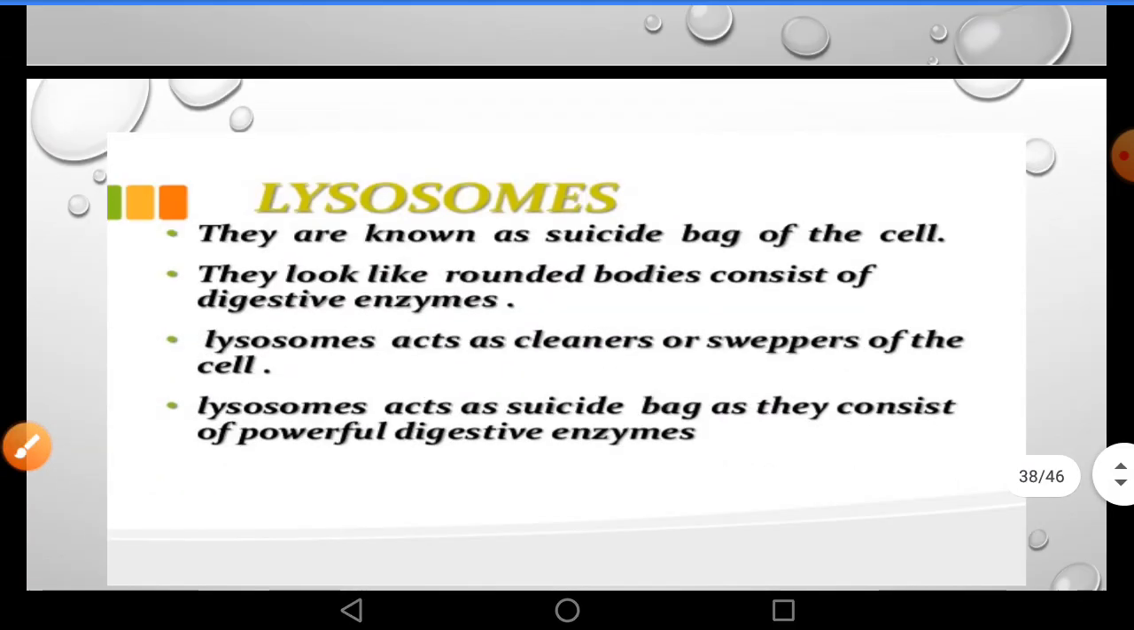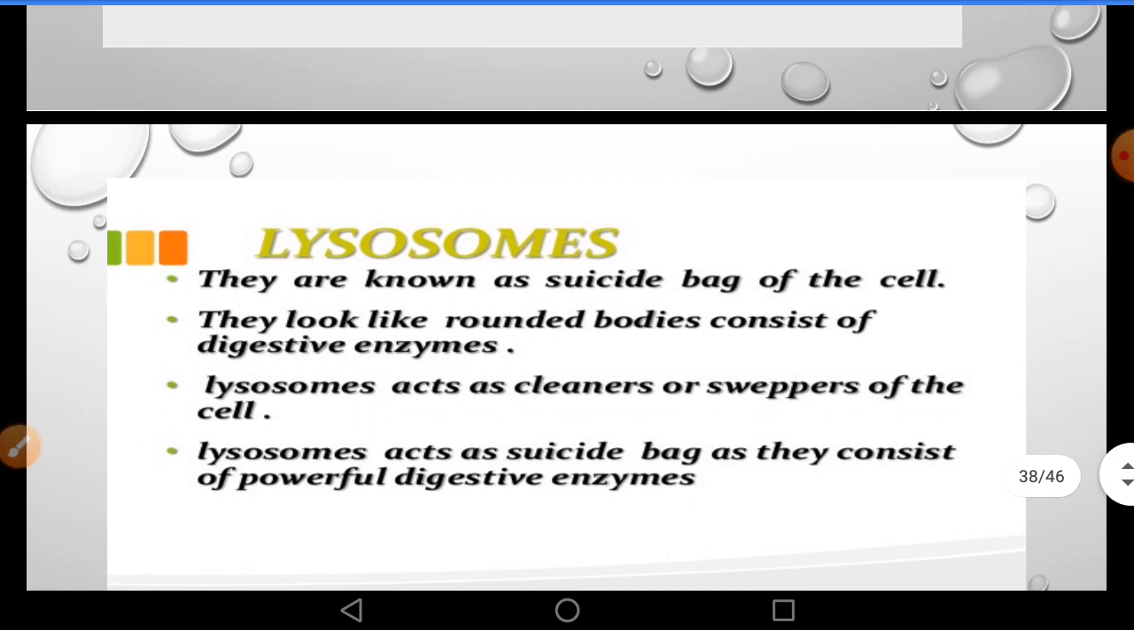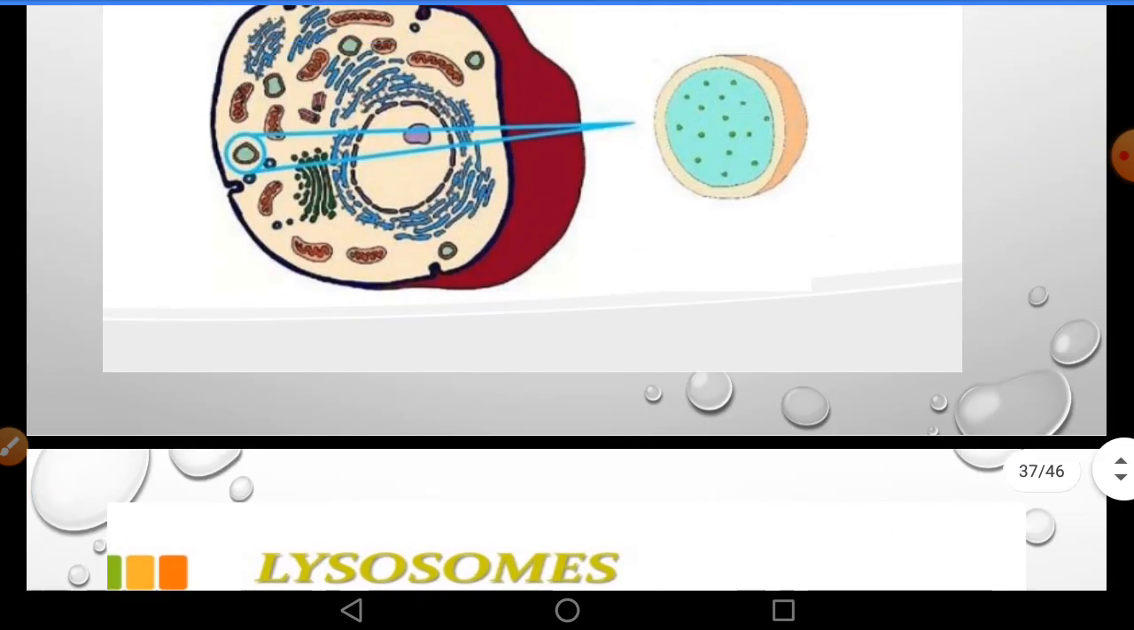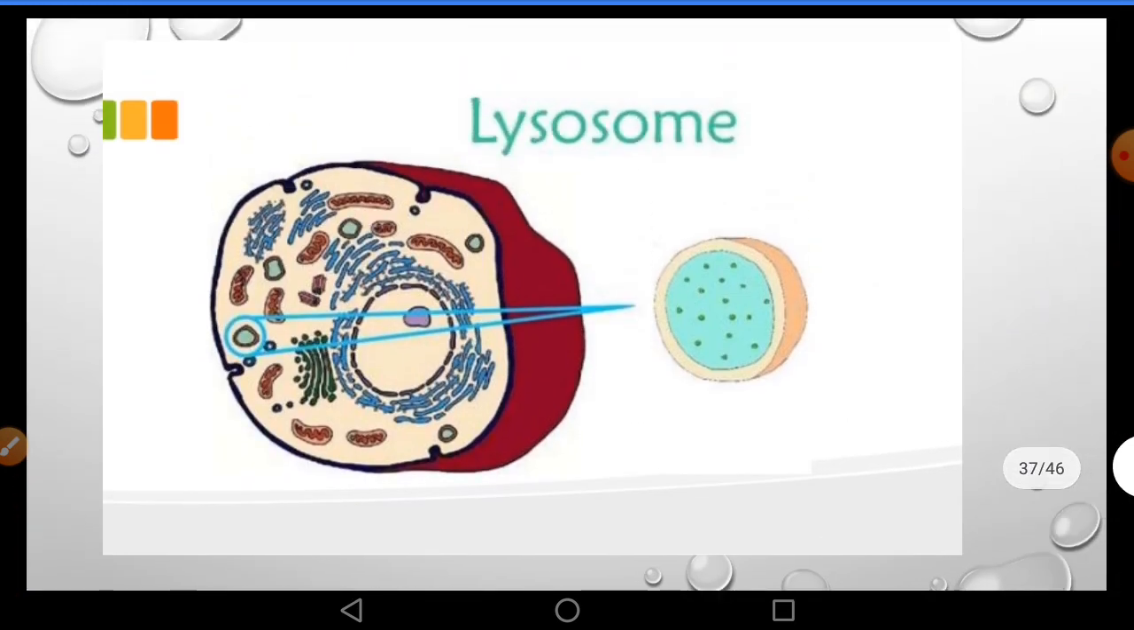Okay, lysosomes act as cleaners or sweepers of the cell, and lysosome acts as a suicide bag as they consist of powerful digestive enzymes. Now they help to keep the cells clean because they digest all the foreign material and whatever worn out things are there in the cell. It is digested by the lysosome. Lysosome के अंदर जाके सब destroy, it breaks down into simpler forms.